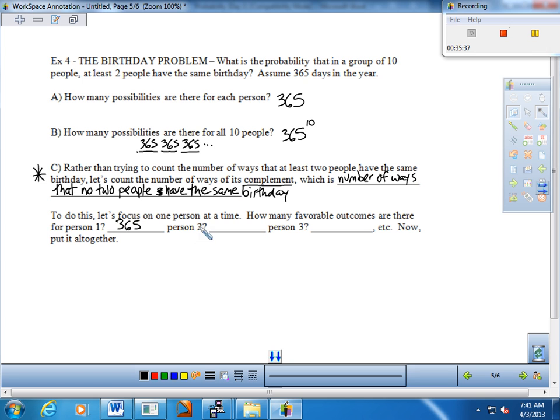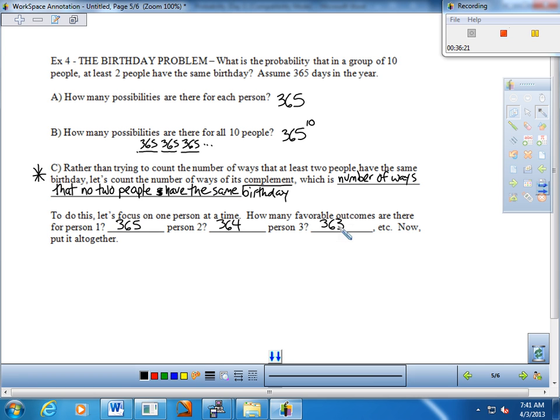But person number 2 has a little bit of a condition. Would you agree with me that person number 2 can't have your birthday? Otherwise, that negates this right here. So if we want no 2 people having the same birthday, then person number 2 only has 364 possibilities. Can't have your birthday. Now person 3, is everyone cool with this? Person 3, if we don't want anyone to have the same birthday, can't have this birthday or this birthday. Can't have the birthday of person 2 or person 1. And so would have only 363 possibilities.